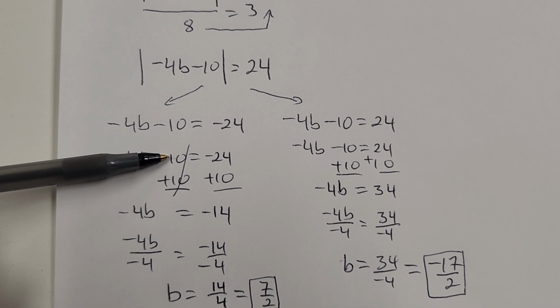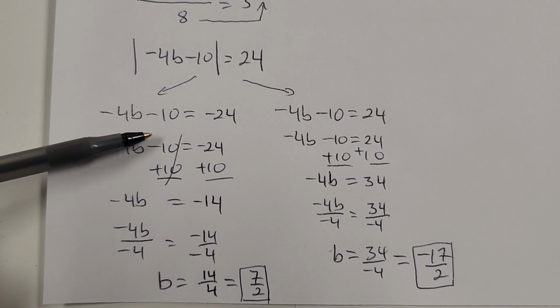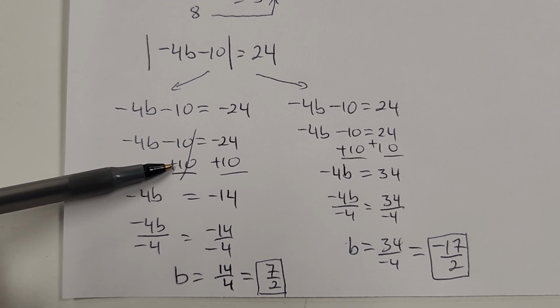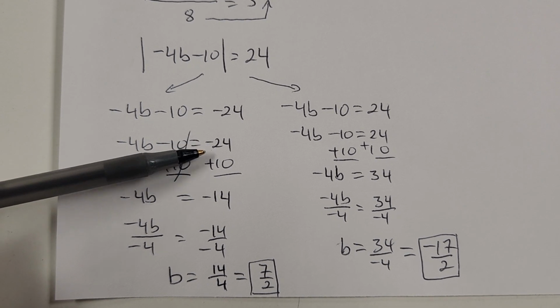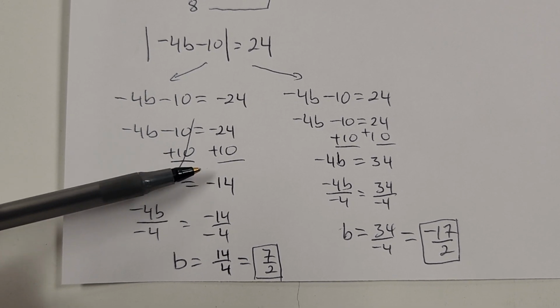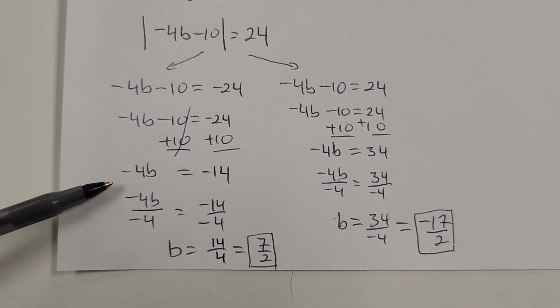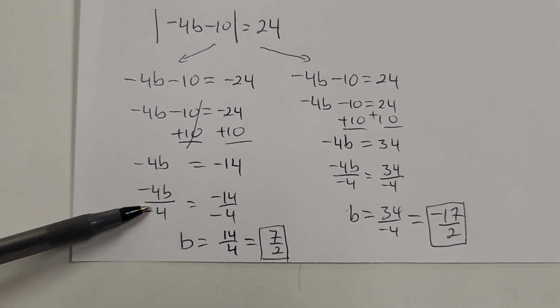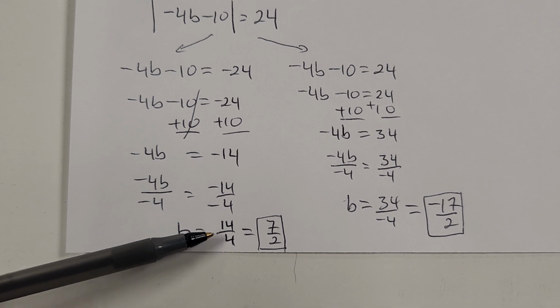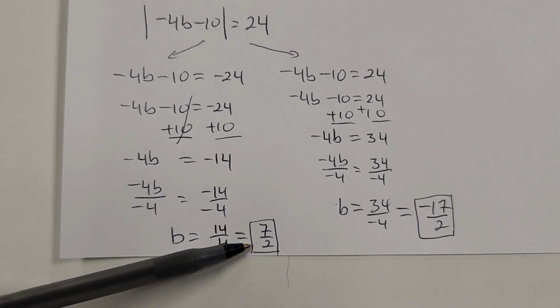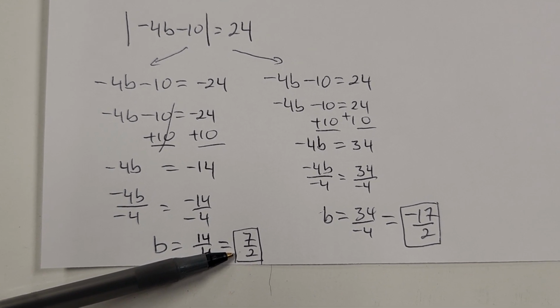So bring the 10 over. This is -10, so I bring it over, so +10. So -24 plus 10 gives me -14. Divide by -4, so that gives me +14 over 4. Make sure you reduce, which is 7 over 2.